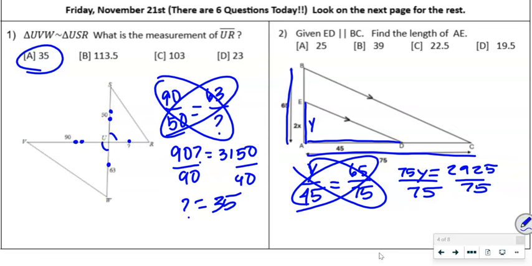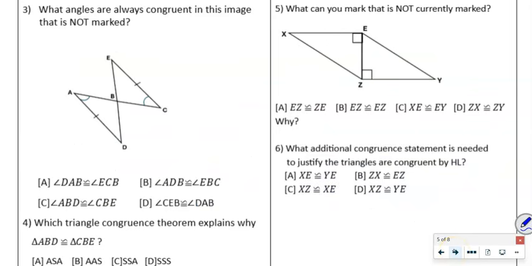So I got that the answer was Y is equal to 39 here, which again, I'm not sure you guys had that answer on your paper or not, but that's what it is. All right, so the next one says what angles are always congruent in this image that is not marked. So these vertical angles would be the answer to that question, right?